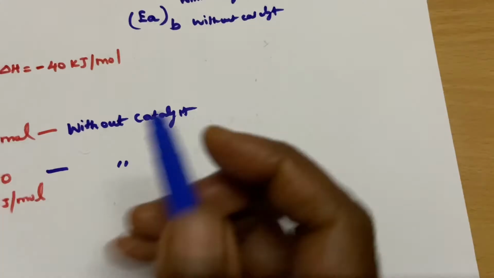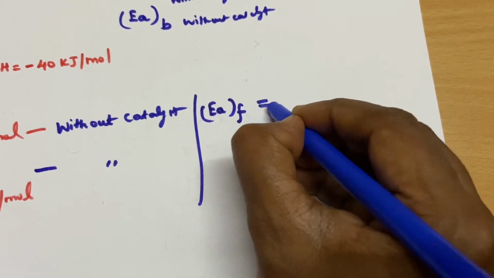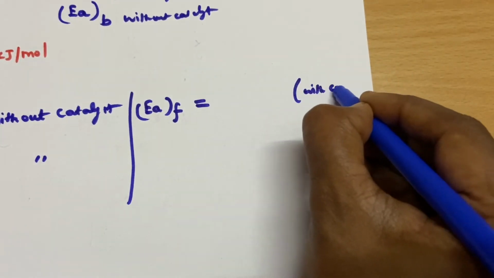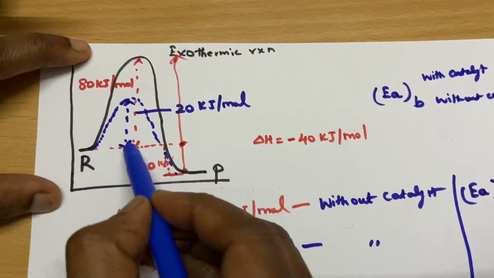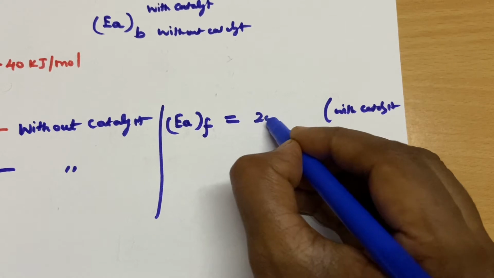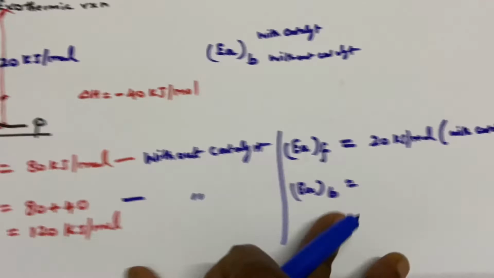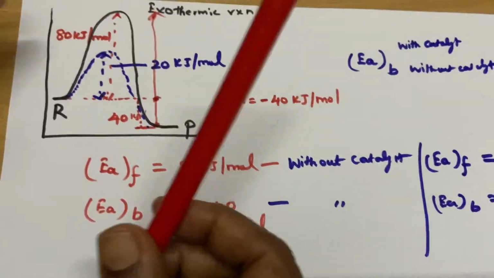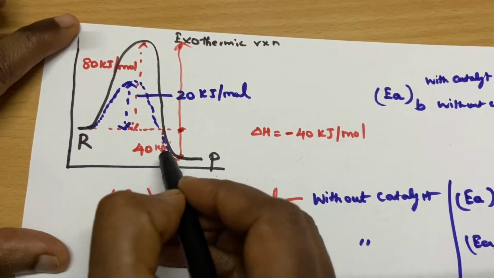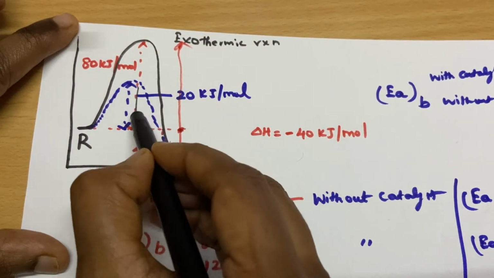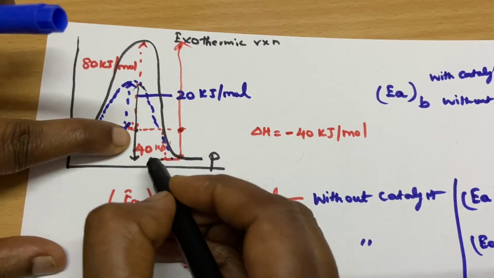Okay, so what happens to the energy of activation of the forward reaction with catalyst? See, with catalyst you have to supply only 20 kilojoules per mole. So what happens to the backward reaction? See, what energy do you have to supply for the backward reaction with catalyst? So you have to supply this much energy. From this point to this point is 40, we already know.